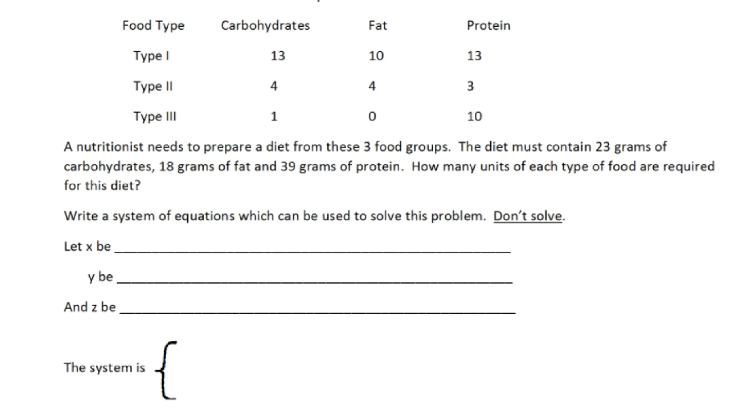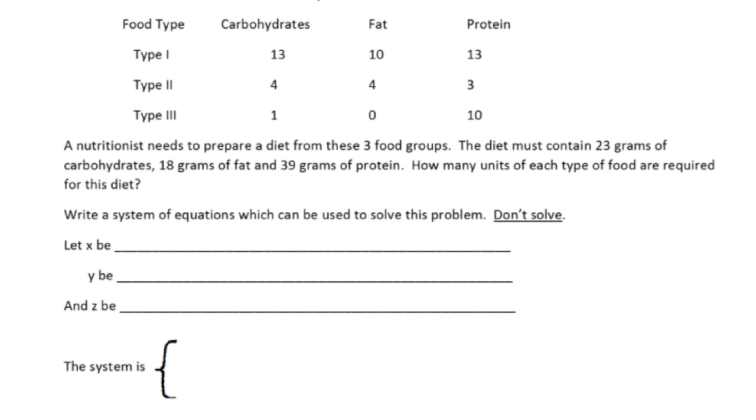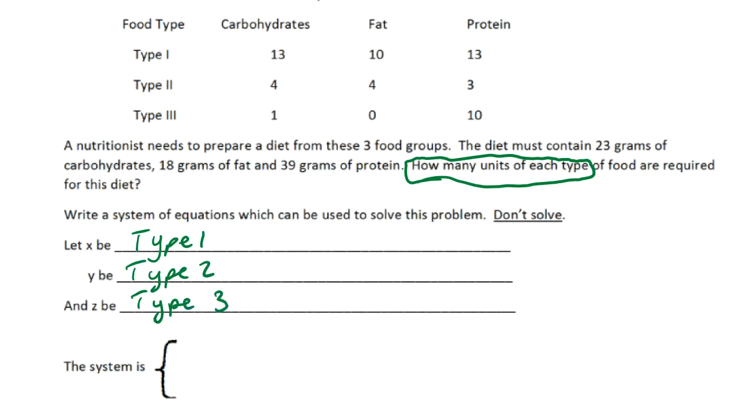All right, so for this one, we're just writing the system. We're not actually going to be solving it. But we still have to start out with what our variables actually going to be. Right? So if it's asking how many units of each type, then that means our variables are going to be each type. So let x be type 1, y can be type 2, and z is going to be type 3. Which is going to be the number of units of each type.